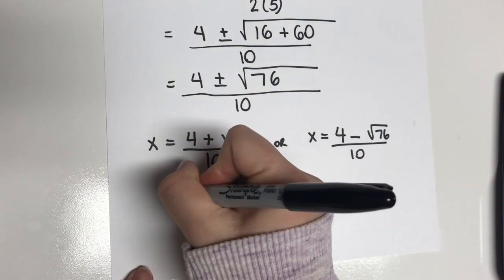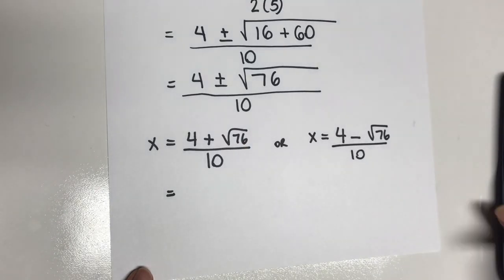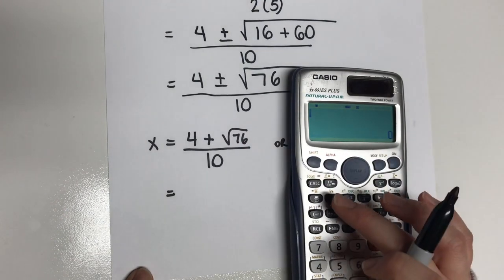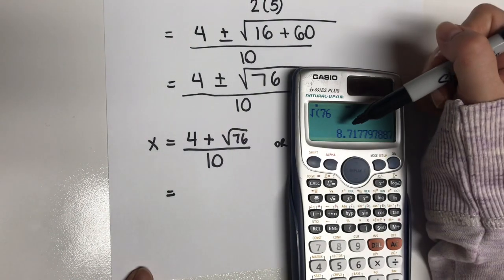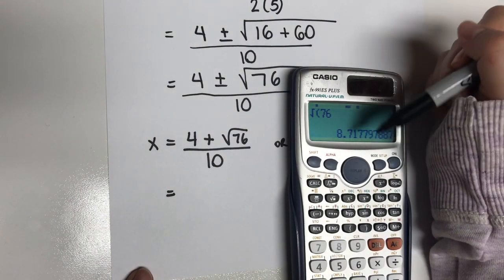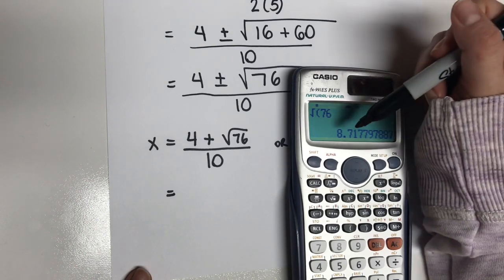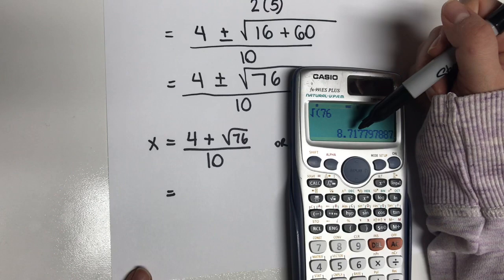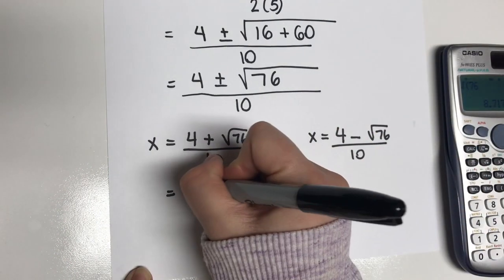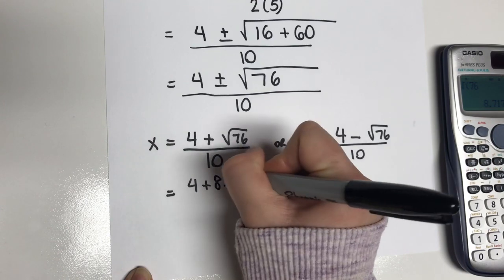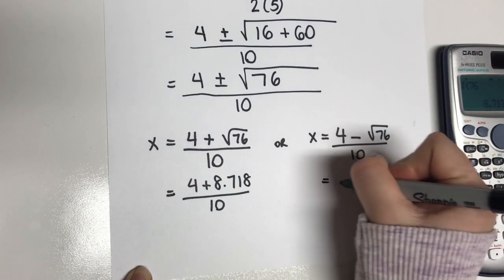In this example, I'll do it one step at a time. So if I take the square root of 76, that gives me 8. The more numbers you leave when you round, the more accurate your answer is going to be. So I'll round to 3 places. 8.718. So it would be the same one over here.